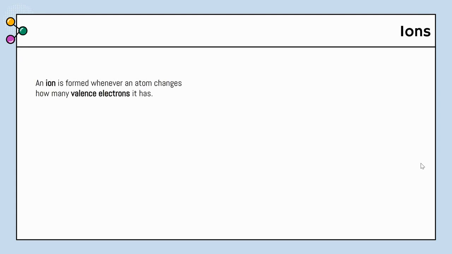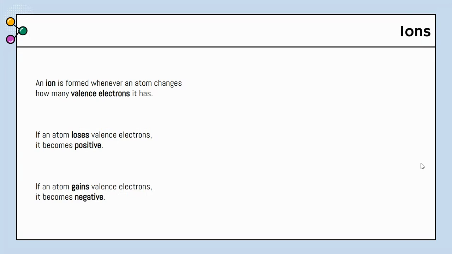Ions are formed whenever an atom changes how many valence electrons it has. If an atom loses valence electrons, it becomes positive because it's losing those negative electrons. And if an atom gains valence electrons, it becomes negative because it's gaining negative charges. It's gaining those negative electrons.